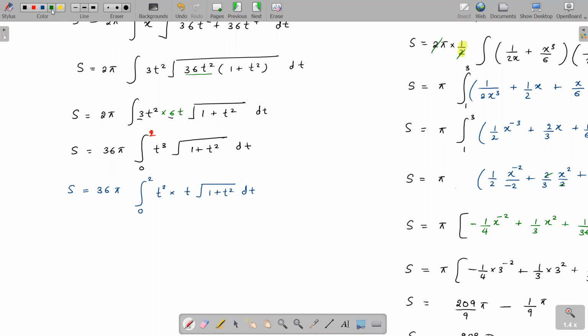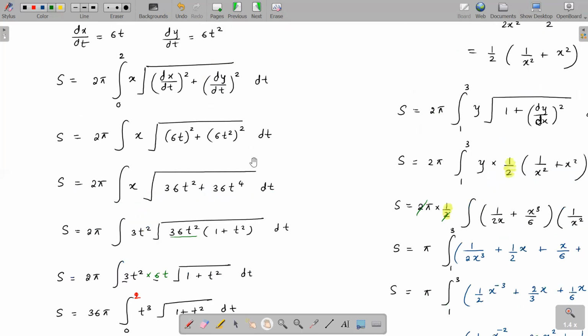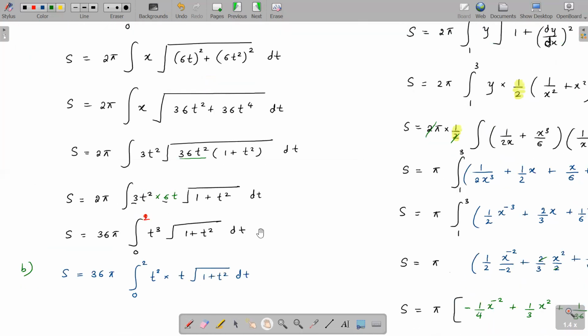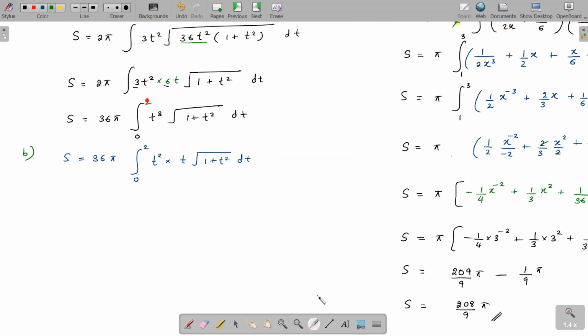Now, what they tell us very clearly is to use integration by parts. In part B, they're using integration by parts. So in part B, I'm going to use integration by parts. I'm going to break the t cube as t square into t. So what's the advantage of doing this? Do you see here when I do this?